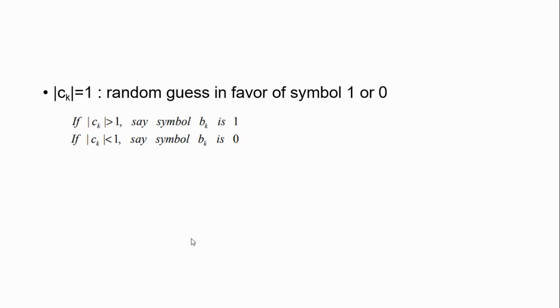And this is the random case. In the random case, Ck equal to 1, in favor of symbol 1 or symbol 0. If modulus of Ck is greater than 1, then pk is equal to 1. If modulus of Ck is less than 1, the symbol pk is equal to 0.